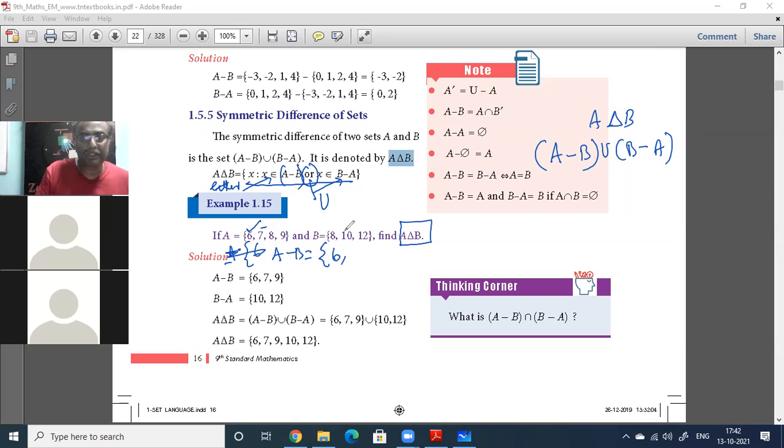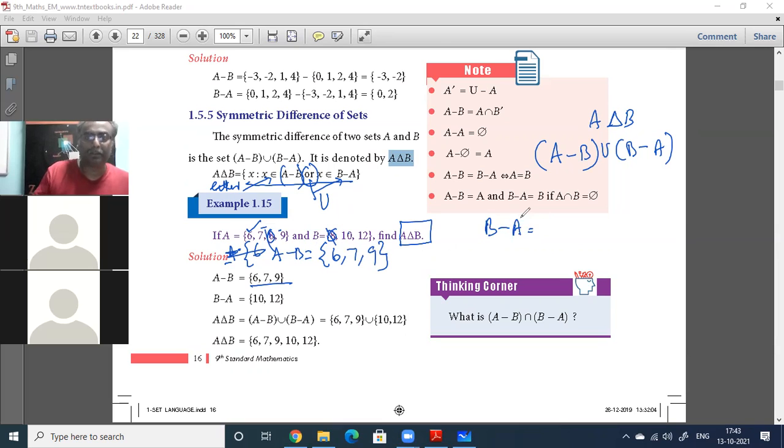7 is not present in 8, 10, 12, so 7 also you can take. 8 is present here and here, so don't take 8. 9 is not present in B, so you can take it. So of all the elements, 6, 7 and 9 are A minus B. Very good. Okay, B minus A.